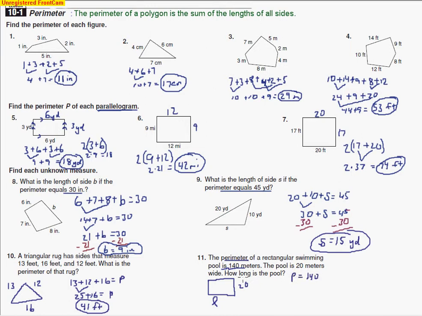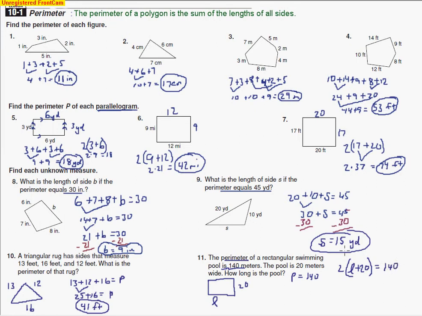Well, remember what we did on these other problems? We just added all the sides up. Now, another way to do it was to sum the two numbers that we had and multiply by 2. So let's go ahead and set up that equation. We took the sum of the two numbers, L plus 20, and then multiplied that by 2. And that equaled the perimeter.